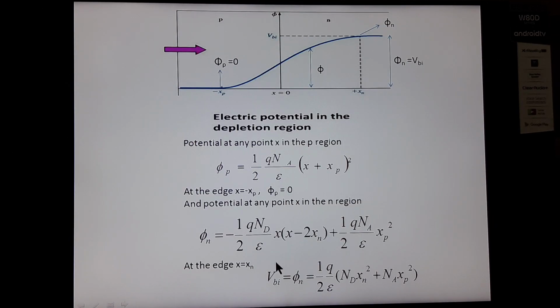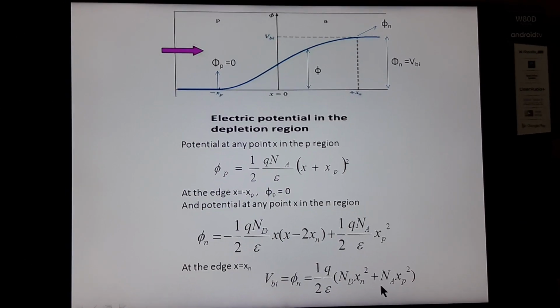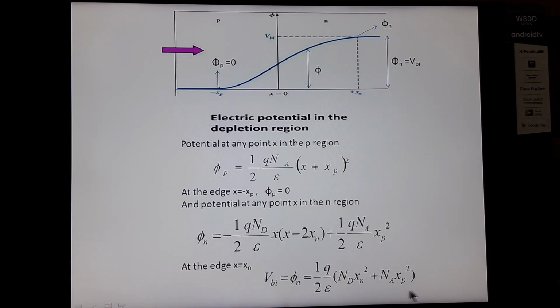Putting the value of x equal to xn, that is at the end of the depletion region, we get the value of phi n, which is equal to this value, and this value may be equated with the built-in potential that we have told earlier. In this expression, we note that the built-in potential may also be expressed in terms of xn and xp. So we may denote the built-in potential in terms of the depletion region width as well as the doping density.